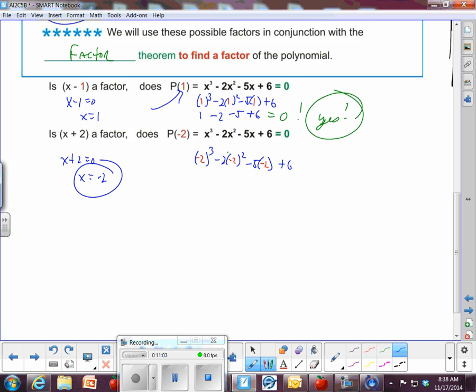Okay, so hopefully you said -2 cubed. -2 times -2 is 4. -2 times +4 is a -8, right? Second one, -2 squared is 4. -2 times 4 is a -8. -5 times a -2 is a +10 plus 16, and sure enough, -16 and +16 equals 0, and this again is a yes. So in this case, there were 2 factors. There might be a third. There might be more.